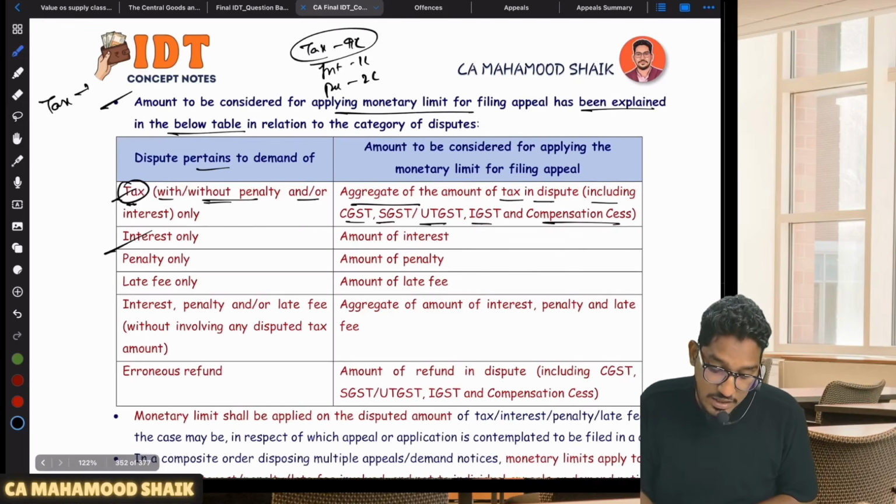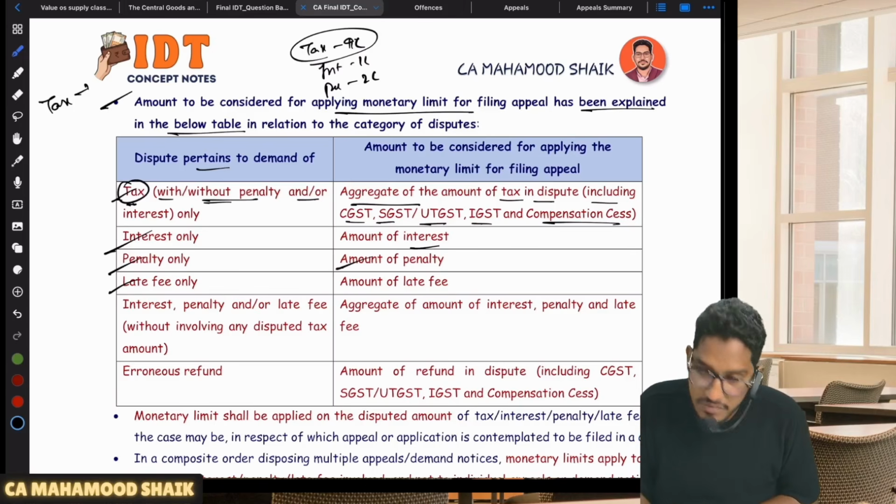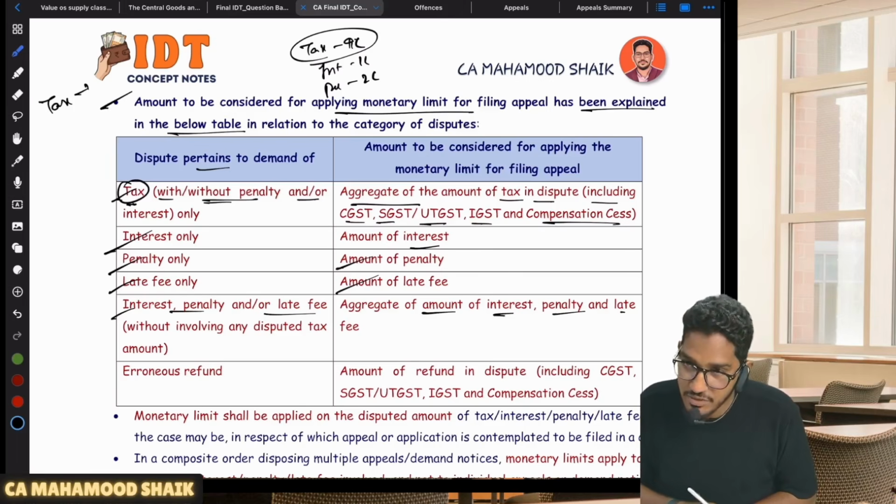Then, sir, in case the dispute is only for interest, then you consider interest because no tax amount is there. If tax amount is there, we should have considered the tax amount. But if demand is only for interest, consider only interest. Sir, what if demand is only for penalty? Consider only penalty. Sir, what if it is only late fee? Consider only late fee. Sir, interest, late fee, penalty is there, tax is not there. Then what should I do? Aggregate of interest, penalty, late fee you consider.